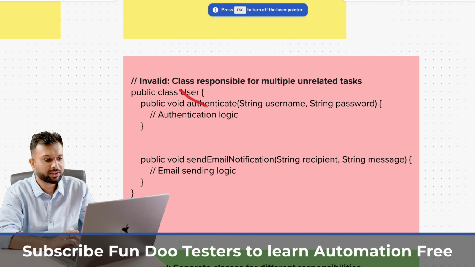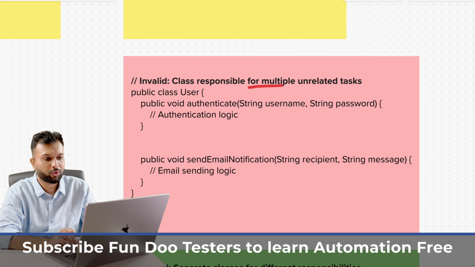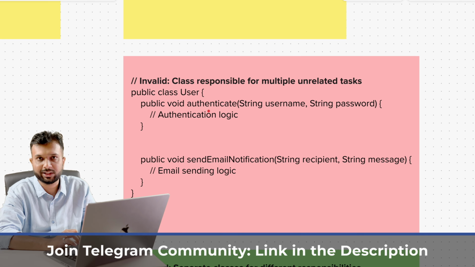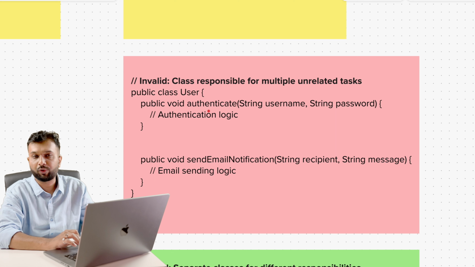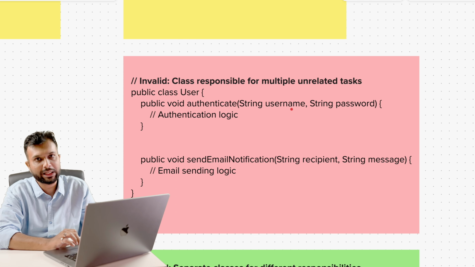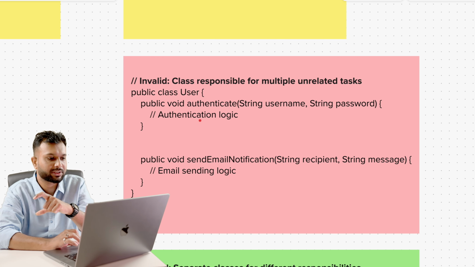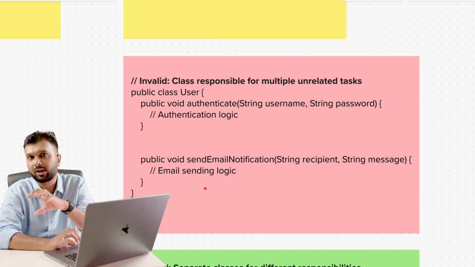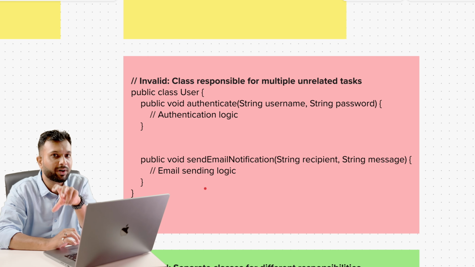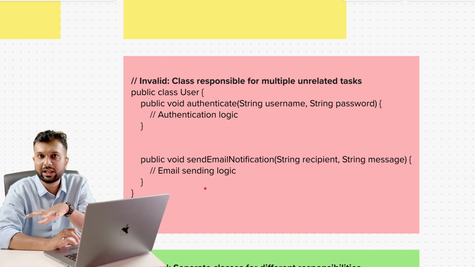So here we can see this is the invalid class, responsible for multiple unrelated tasks. For example, I have created one user class, and this class is holding two responsibilities. One is authenticate user and another is send email notification. Let's say I wanted to do the login, and initially I wanted to authenticate the user. For that I have created one method, which holds the user management functionality, and another is send email notification. After executing the entire framework, I wanted to send a notification to all the team members. So this is again send notification functionality. I have merged these two. This is basically violating the single responsibility principle.